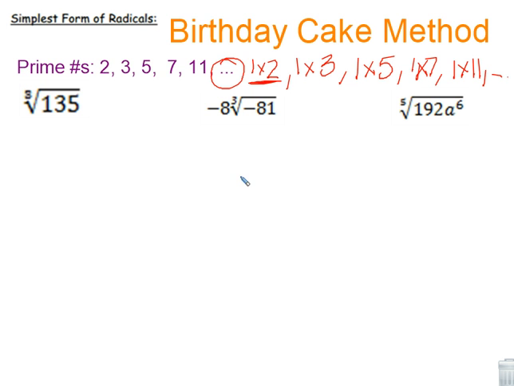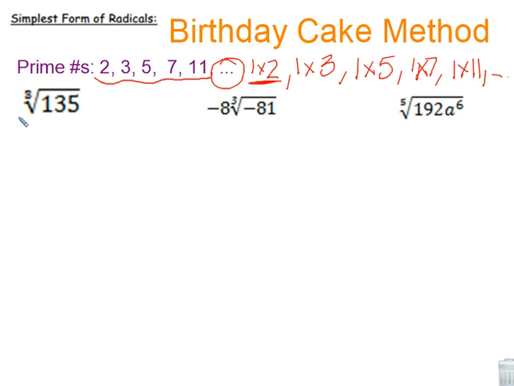Actually, there's an infinite amount of prime numbers, but in order for us to do this birthday cake method, we're probably just going to focus on these 5 right here. They're not going to get much bigger than 11. So if you can remember these 5 prime numbers, you're going to be golden. All right, so let's talk about what this birthday cake method is.